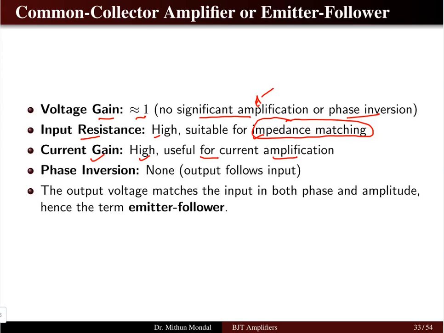Phase inversion is not there because the output is following the input, and the output voltage matches the input in terms of both phase as well as amplitude. Hence, the common collector amplifier is also known as the emitter follower.